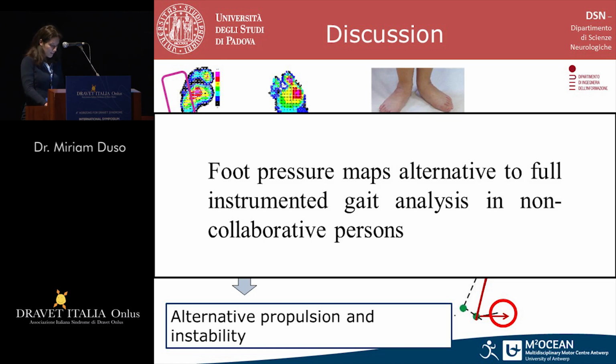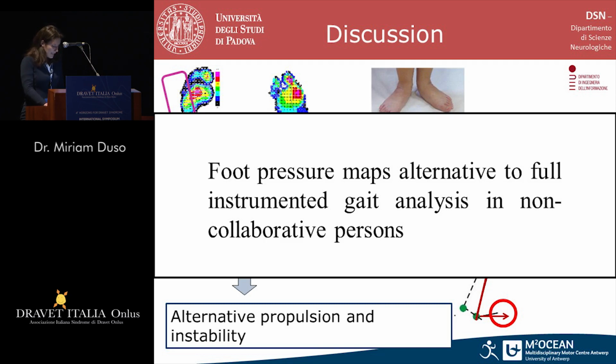This reduces the lever and reduces the propulsion, so these patients need to seek an alternative propulsion in order to be able to walk. And they find it with the anteposition of their center of gravity. This means the anteposition of the trunk. But anteposition of the trunk also makes these patients more unstable. And this instability, we also see by the augmented time of contact.